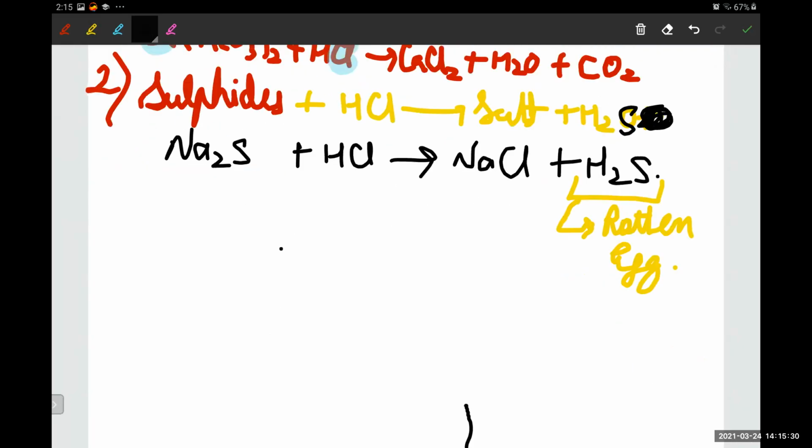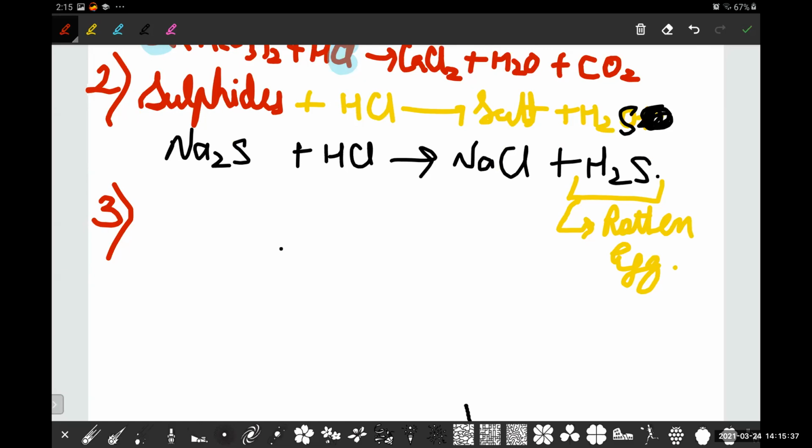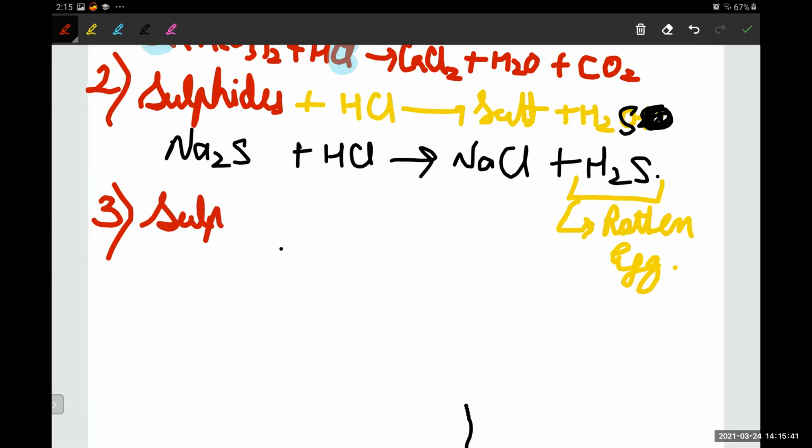Rotten egg smell. Okay. Next, we move on to the next type of salt. Let's talk about sulfites. So don't get confused between sulfites, D wala dog, and sulfides, T wala tiger. There's a huge difference between dog and tiger, right? Sulfites and bisulfites.